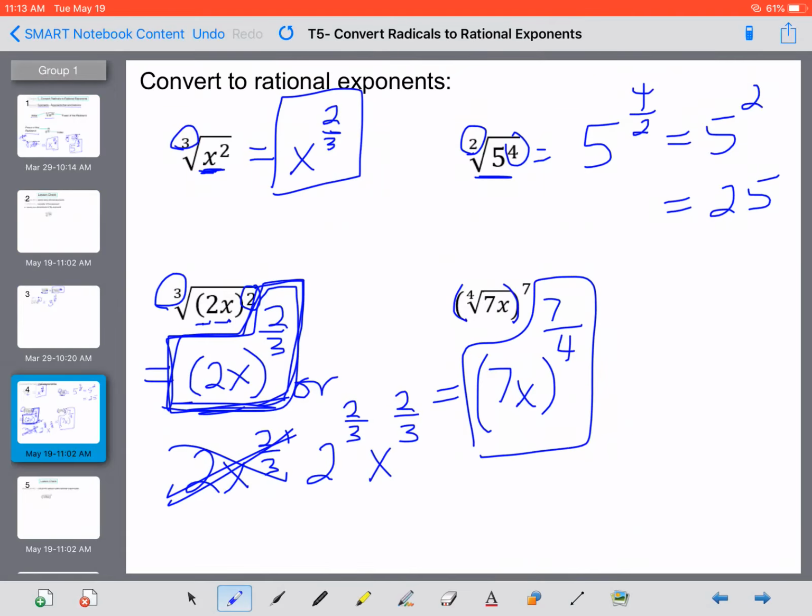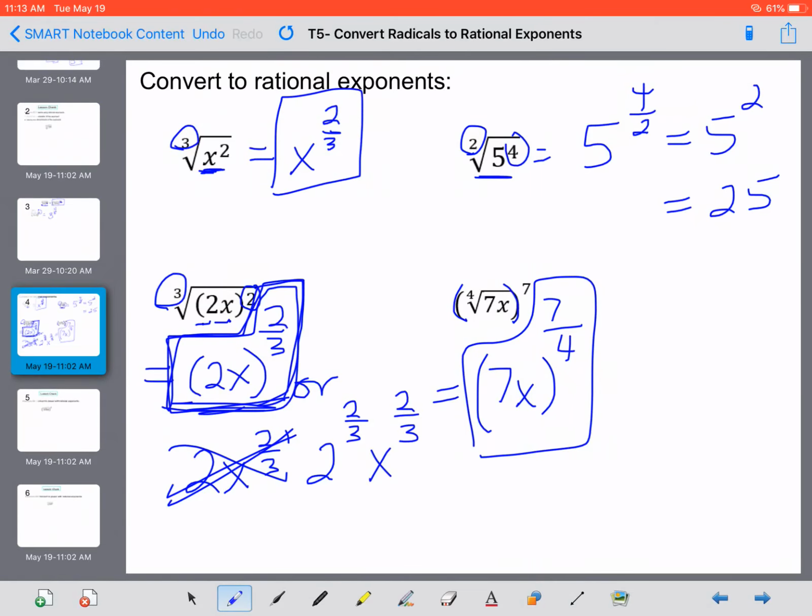Okay, that's it for your lesson today. This is going to be a short lesson and short homework. The other lesson I'm going to put on will be going the other direction, from rational exponents to radicals, but it's the same idea.